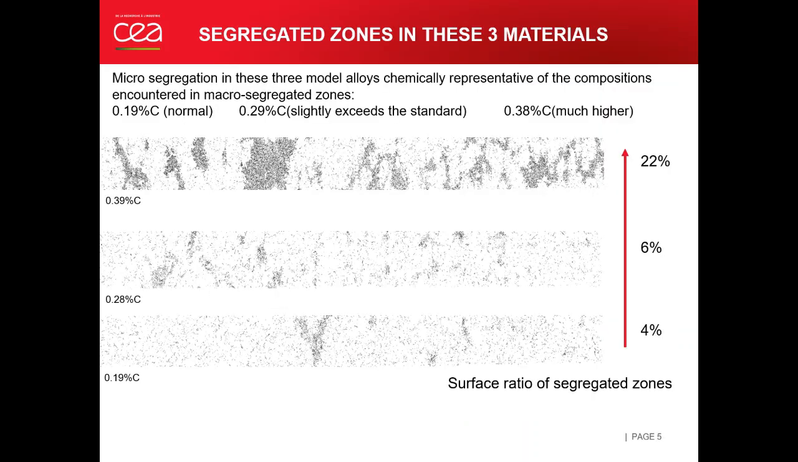Here in this slide, we can see the micro-segregated zones in these three model alloys. The dark zone is a heavily segregated area, which also has higher indentation hardness, so we also call it hard zone. The surface ratio of segregated zone increases with carbon content. For example, for the 0.19% carbon, only 4% of the surface is hard zone. However, for the 0.38% carbon material, it has 22% of hard zone.